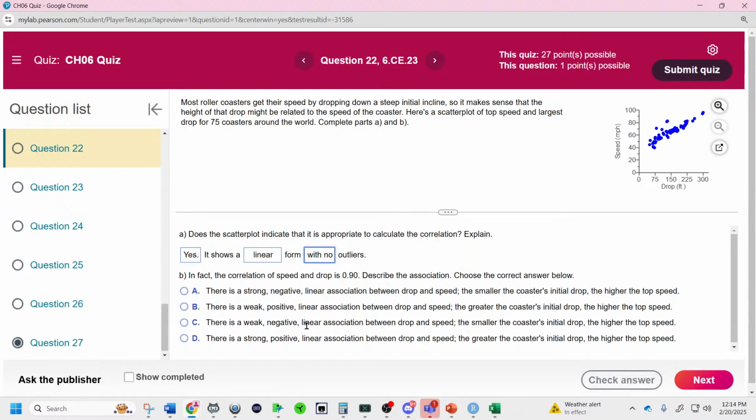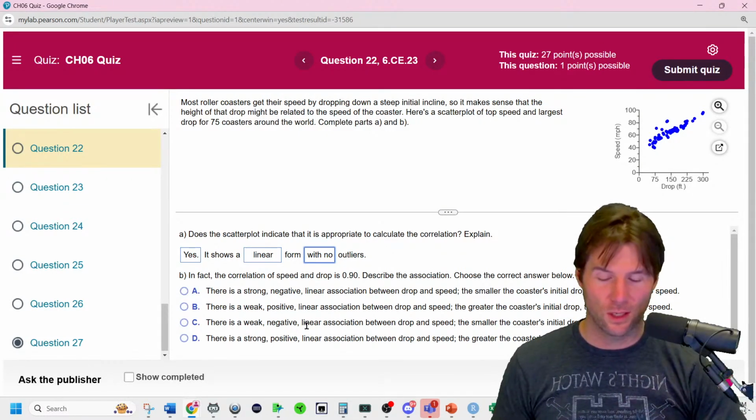No extreme outliers. Will there be free response, open-ended? Nope. Multiple choice, true, false, just like Canvas content. Good question right there, Keely. We'll throw you some points.